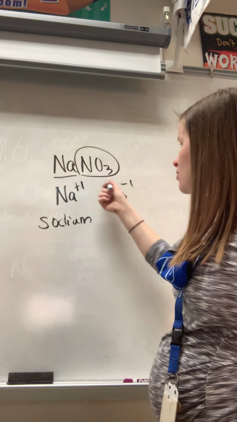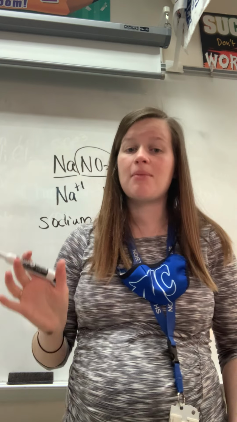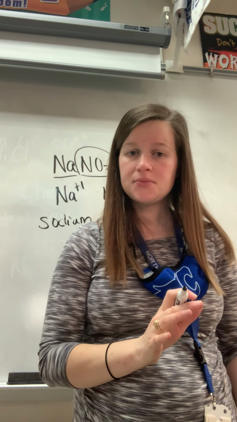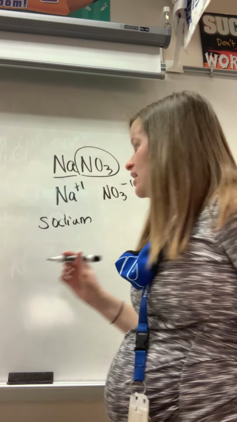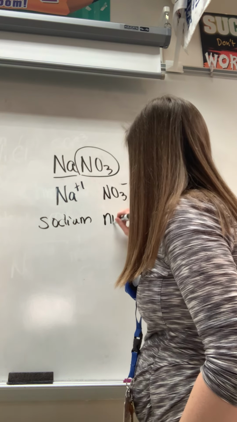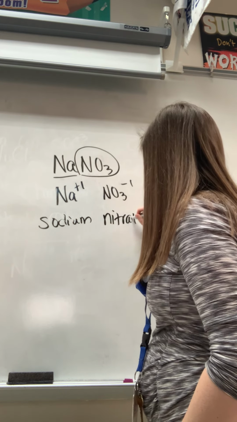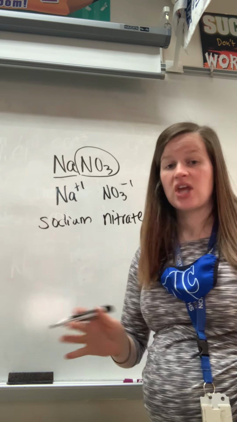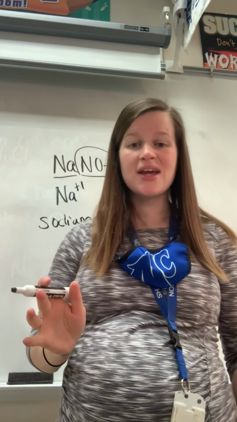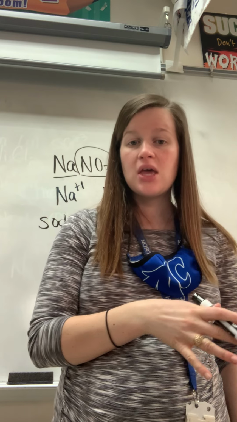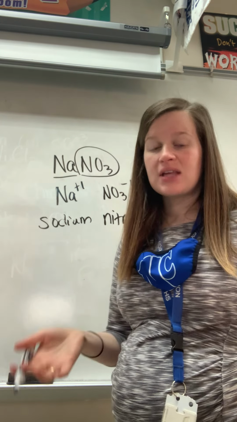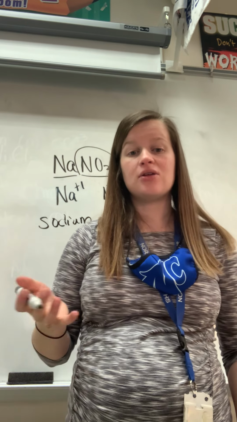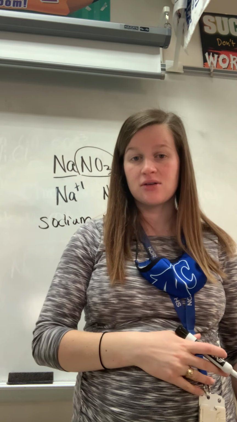Okay, and then NO3, all I have to do is go look at my polyatomic ion sheet. And when I look at my polyatomic ion sheet, I can see that NO3 is nitrate. Okay, and so that's not a name change. That's just recognizing polyatomic ions and looking them up. So when you see 3 or more elements in a formula, it's a dead giveaway that it's a polyatomic ion, and you should go look at your polyatomic ion sheet.